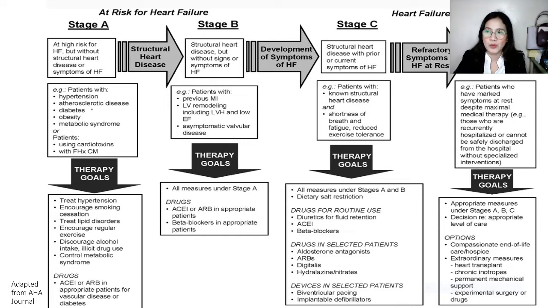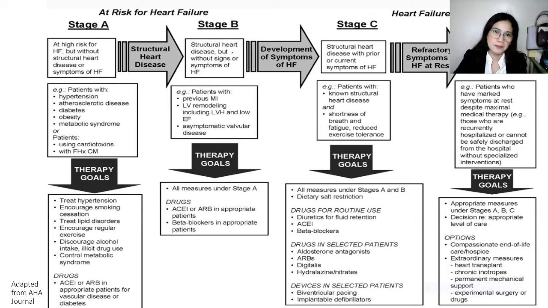So we have patients with hypertension, coronary artery disease or atherosclerotic disease, diabetes, obesity, metabolic syndrome, patients using cardiotoxins, patients with family history of diseases like cardiomyopathy. So this is after screening, of course, for structural heart disease. Then let's see the next stage.